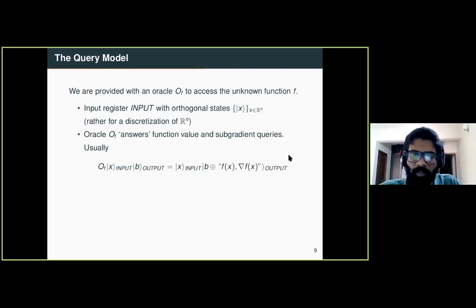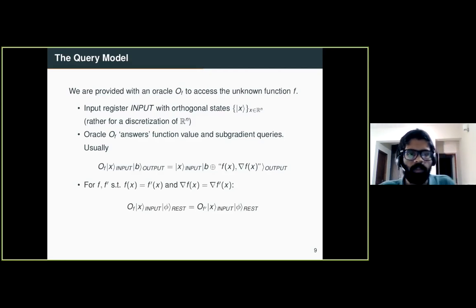All that we actually require from our proof is the following statement: if f and f prime are two different functions which have the same behavior at x, that means the function value is the same and the subgradient that the oracle would have output for f and f prime at x are the same, then your oracles should genuinely give the same output state if the input has the basis state x. And this is an extremely reasonable requirement. It's hard to think of query models that don't allow this. They shouldn't. It's very reasonable.